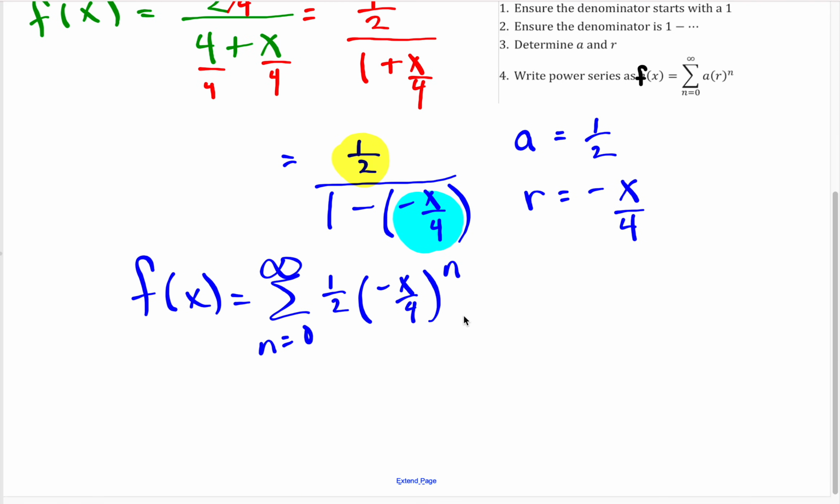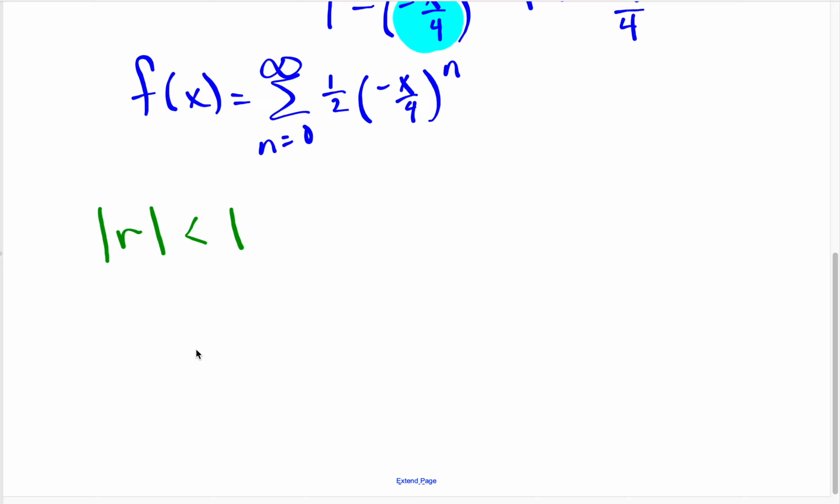So that is done. But now it's asking us to find the interval of convergence. So we know that to be convergent on a geometric series, the absolute value of r is less than 1. Well, r is negative x over 4.